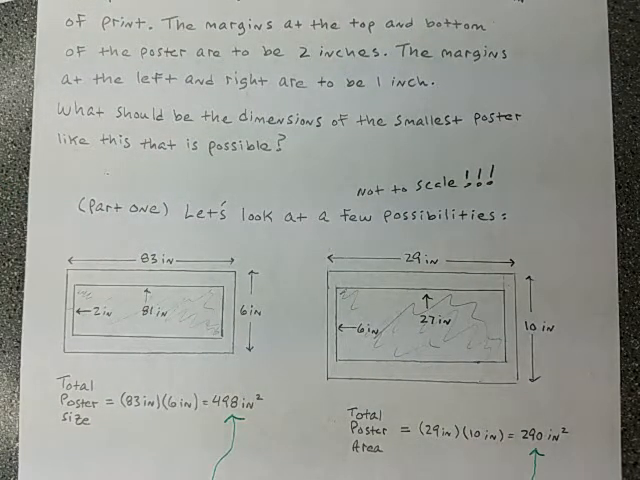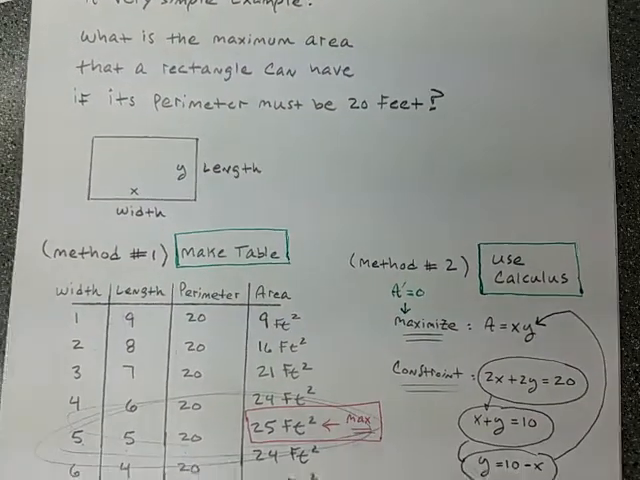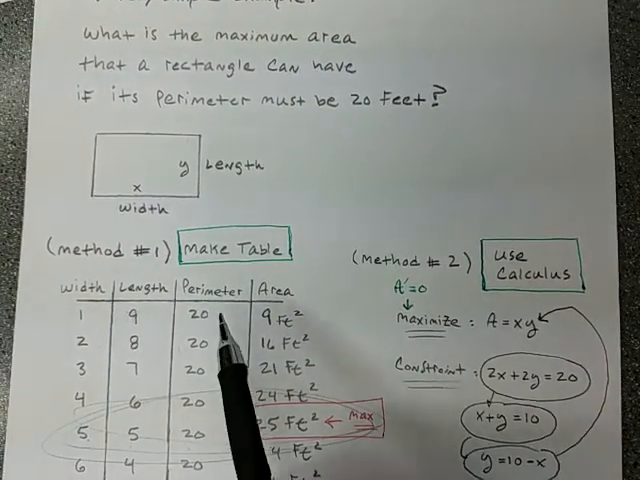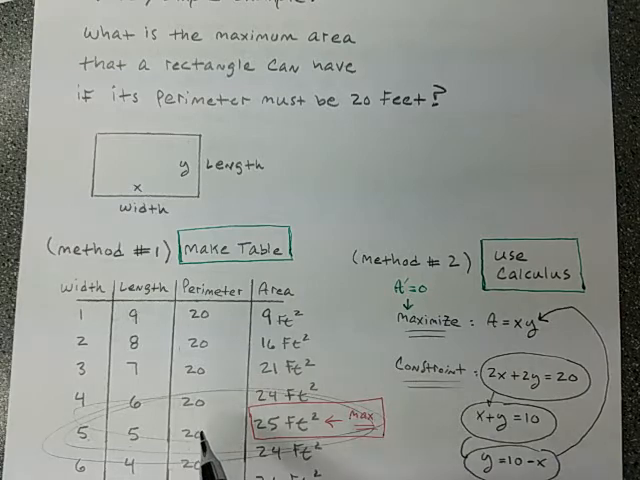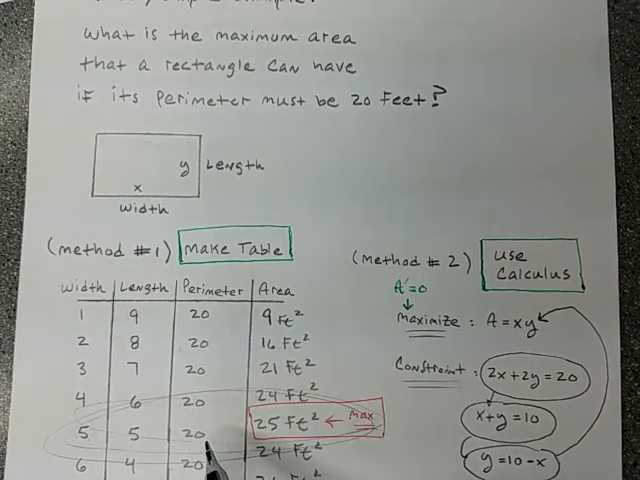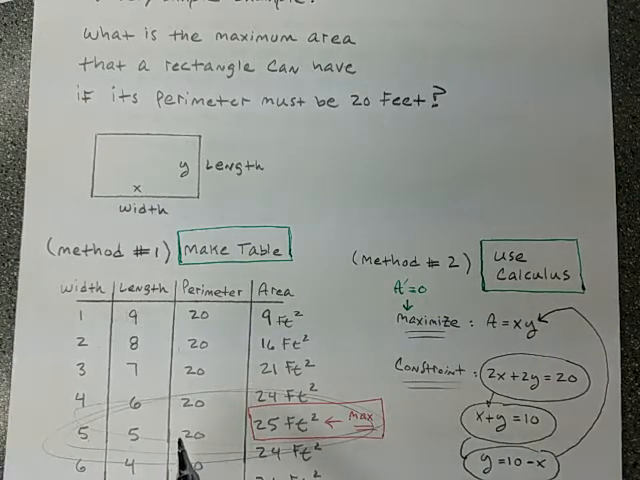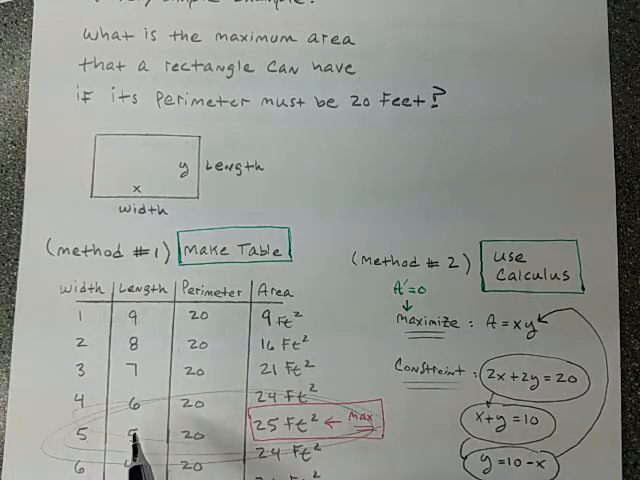It's just like my first example in my last video. There are lots of ways you can have a rectangle with a perimeter of 20, right? Lots of different widths and lengths are possible.